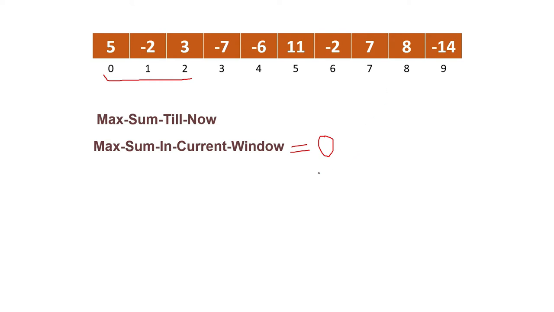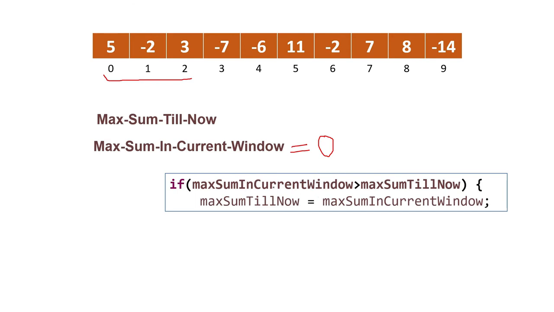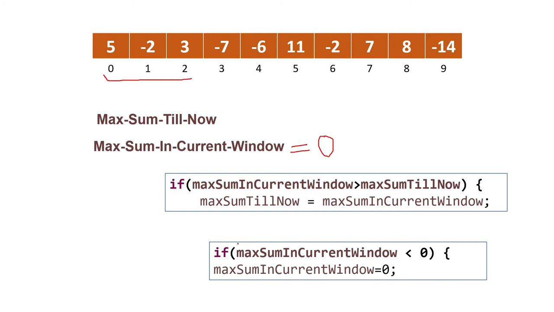So two things we have to do. One is, if the maximum sum we get in a sub-window is greater than the previous maximum sum till now, then we simply replace the maximum sum till now with the current window sum. And another important thing is, whenever we are calculating the maximum sum in a current window, if that is by chance negative, then we make it 0 and start a new window from there.